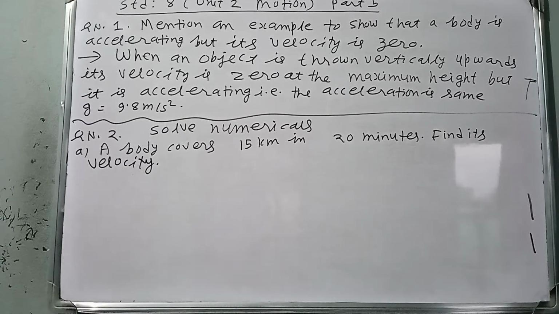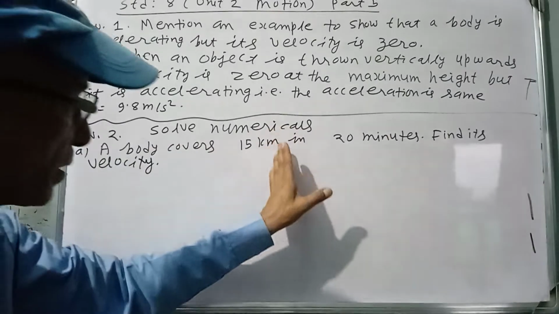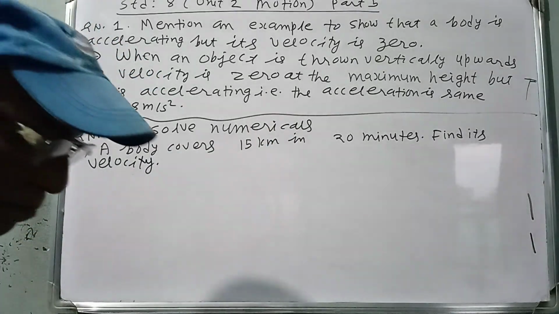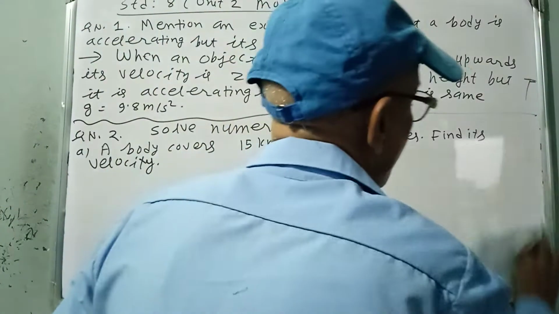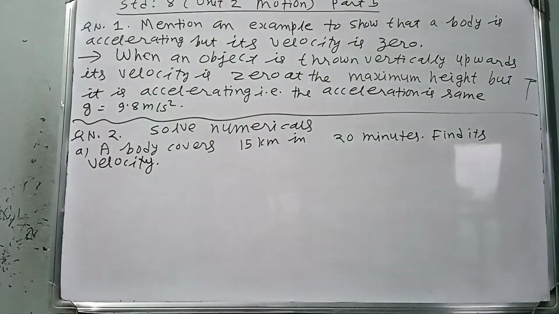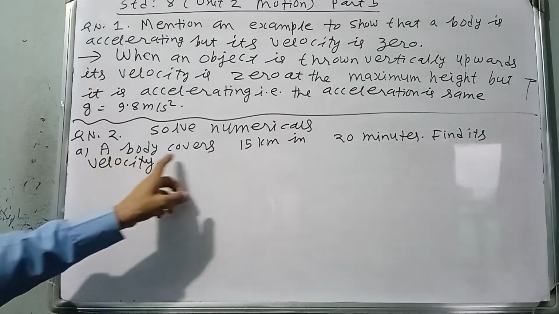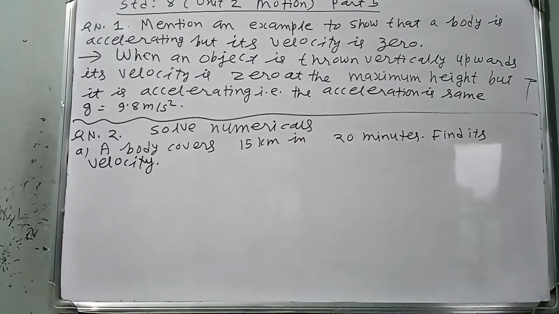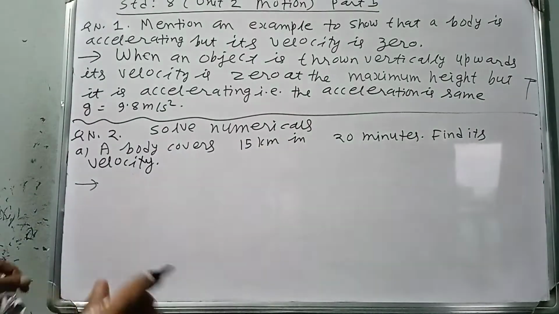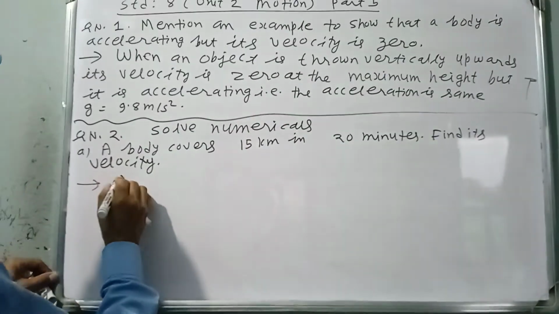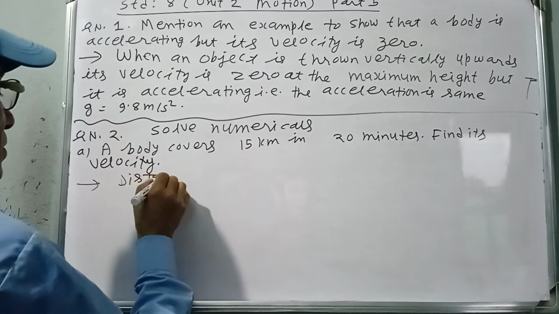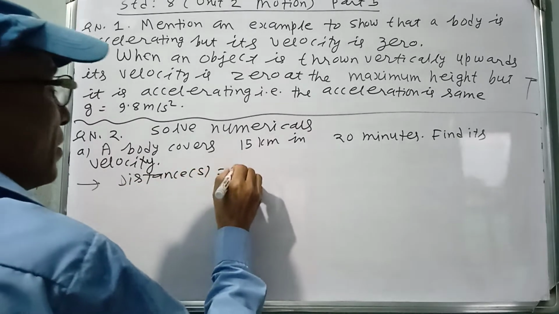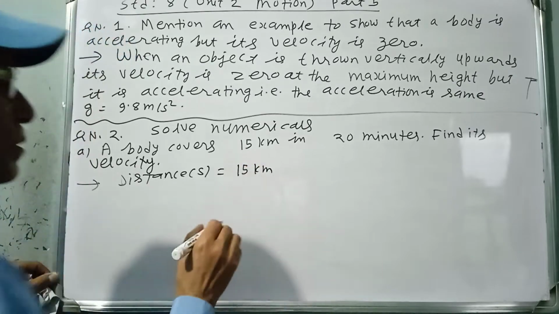Question number 2, numerical problems. Before solving numericals, you have to know all the formulae. Question number 2a, a body covers 15 km in 20 minutes. Find its velocity. You can find the velocity in 2 units, meter per second and kilometer per hour. 15 kilometer, that is distance. Distance is 15 kilometer.